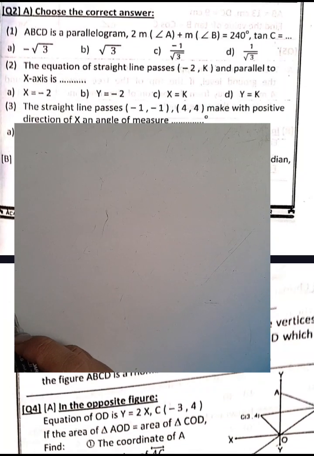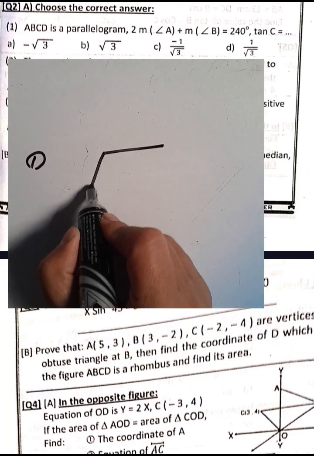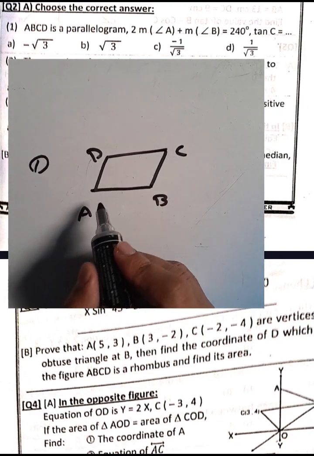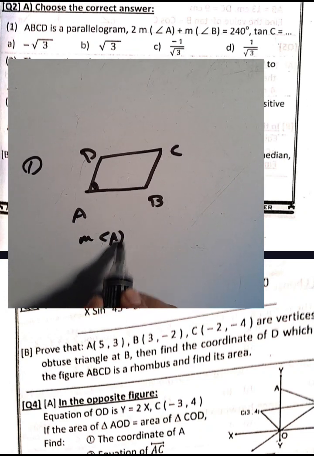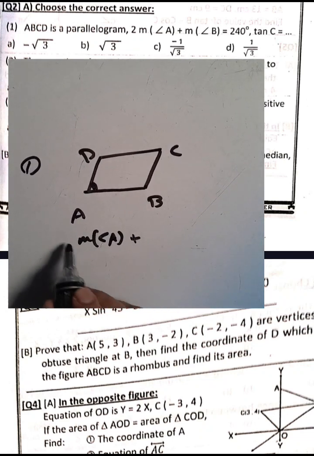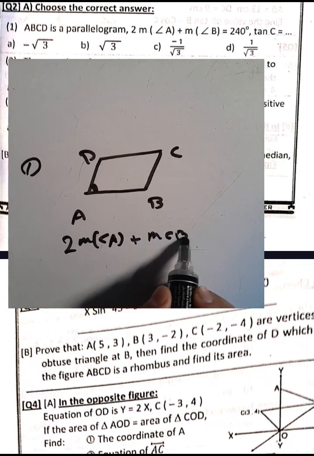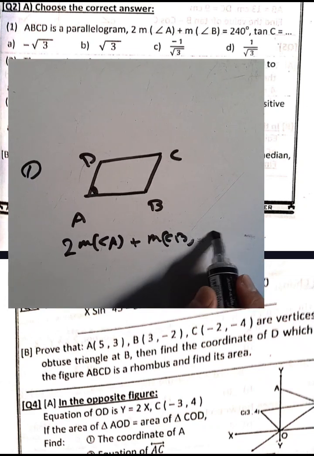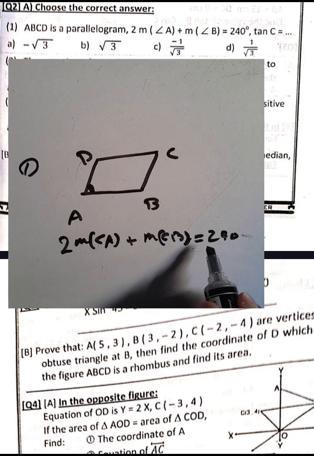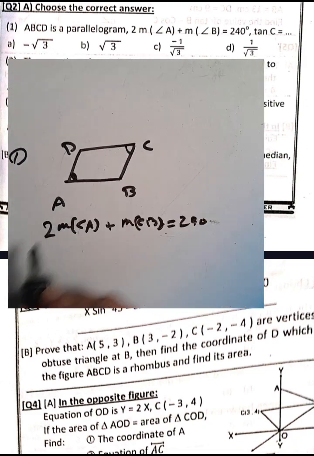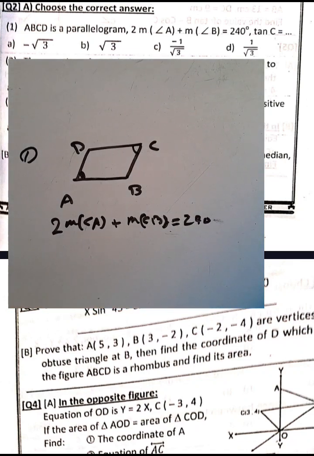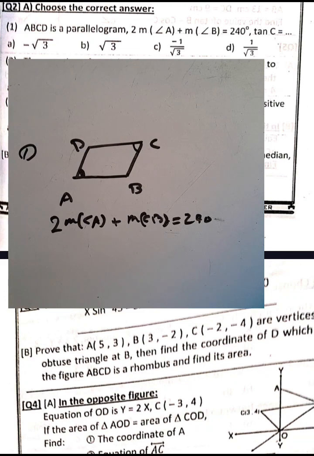Next, question number 2. Choose the correct answer. Number 1. We have ABCD, a parallelogram. The measure of angle A plus twice the measure of angle A plus the measure of angle B will be 240 degrees. You want to find the measure of angle C. Okay, we know the measure of angle C equals the measure of angle A, because in any parallelogram each pair of opposite angles are equal in measure.